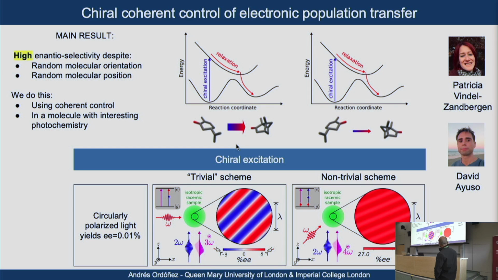So here I just want to summarize. What we want to do is this enantioselective photochemistry, and we do it by controlling the excitation. If you use circularly polarized light, you have very little selectivity. If you use, let's say, the simplest coherent control scheme, you get good selectivity, but it oscillates as a function of position. And if you use this 2 versus 3 photon scheme, then you can get rid of the oscillation in space. And with that, I finish. Thank you for your attention.